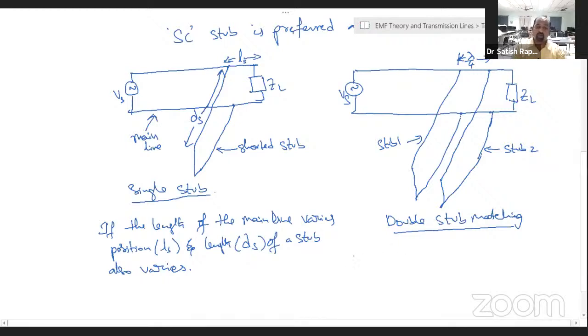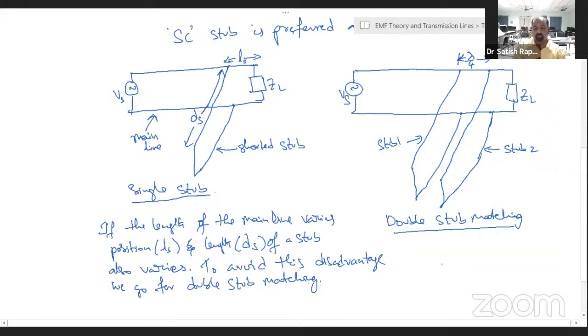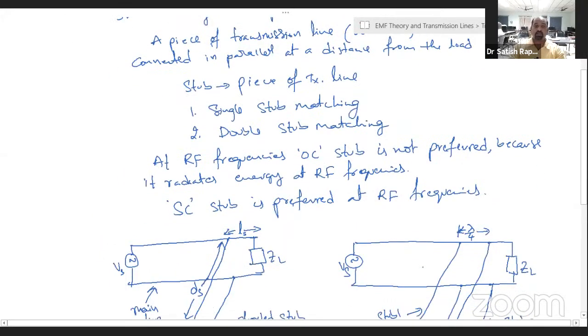Therefore, to avoid this disadvantage, we go for double stub matching. In double stub matching, there is no need to change the position and length of the stub, even though the main line length changes. So this is about single stub matching and double stub matching.